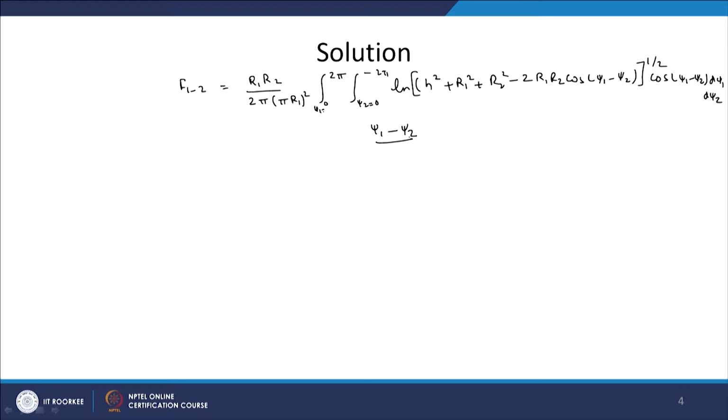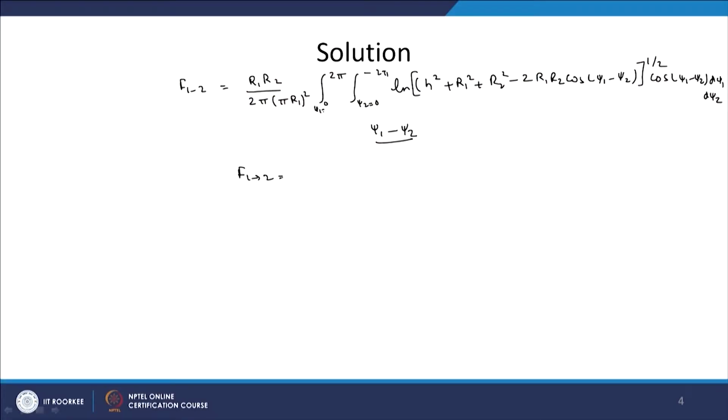One thing that one should observe is this integration can be simplified very easily, because the only thing that appears as a variable is basically the difference psi 1 minus psi 2. Nowhere do we have psi 1 and psi 2 appearing independently in this integrand. So, we can basically integrate this easily. So, we write f12 as equal to minus 1 upon pi r2 by r1, just integrating and change of variables.